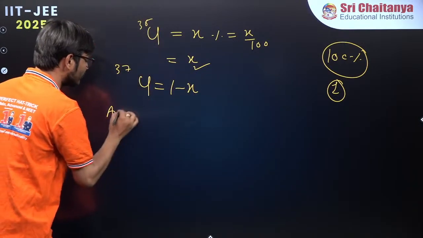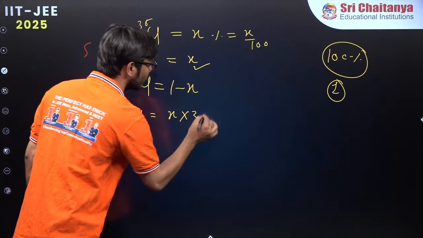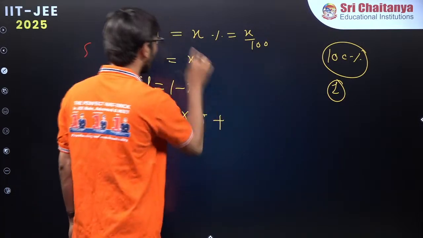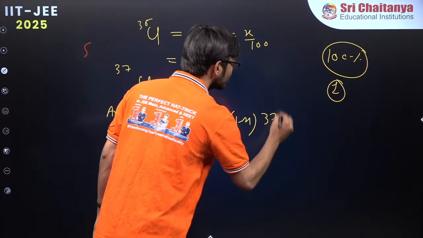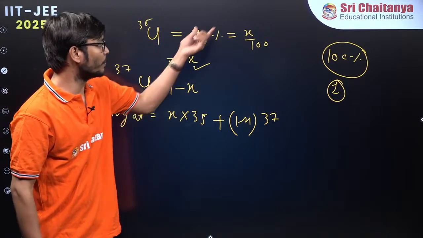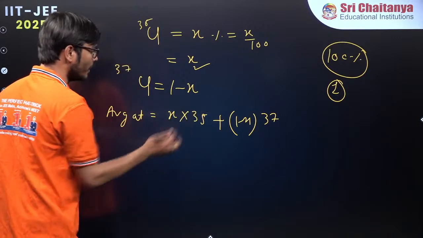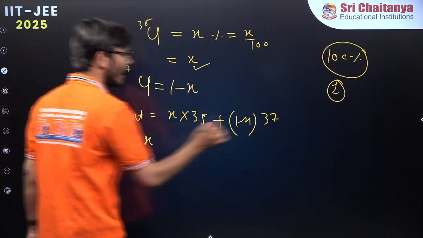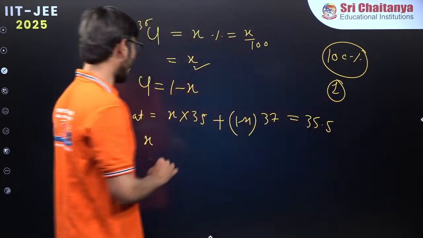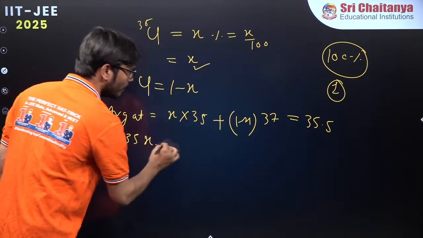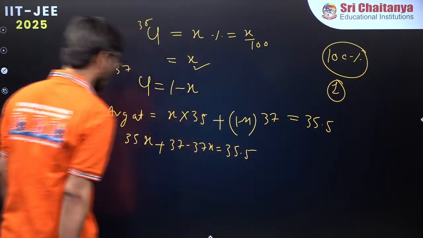And average atomic mass is equal to relative abundance x into mass. What is the mass? 35. Plus, 1 minus x is the relative abundance of the other one, and its mass is 37. If you consider this to be a percentage, you need to divide by 100. I'm not considering percentage, so I don't have to divide by 100. So from here, you solve for the value of x. What is the average atomic mass? It is given to us: 35.5. Now what we have is 35x plus 37 minus 37x is equal to 35.5. From this, what do we have?